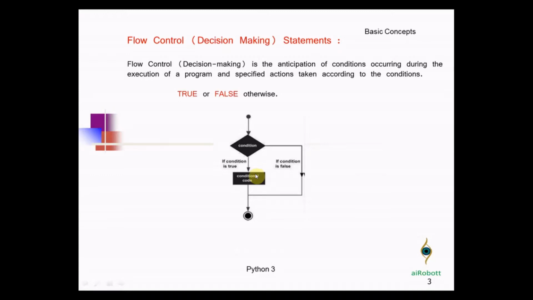This is a typical decision making structure. You can find it in most of the programming languages also. Python assumes any non-zero and non-null values as true for the conditional codes, and zero or null values it assumes false.